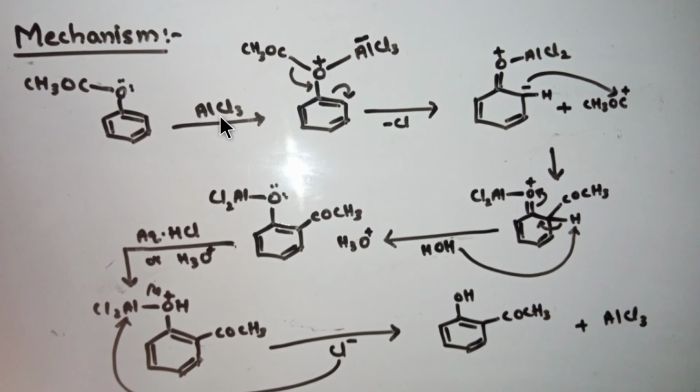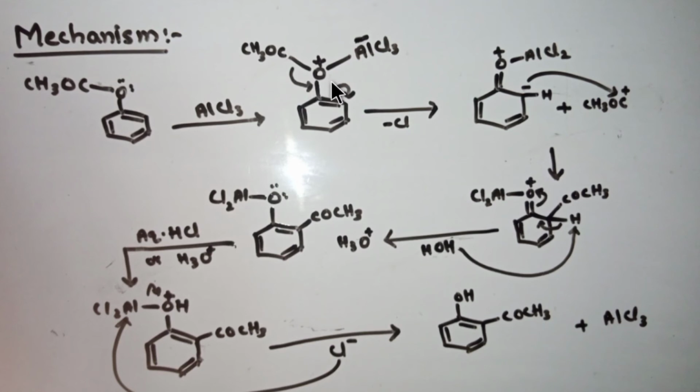What will AlCl3 do? AlCl3 is an electron deficient compound. It can accept an electron pair, because it has one vacant orbital. This oxygen has two lone pairs of electrons, so one lone pair will be donated to the aluminium. Aluminium will get a negative charge because it accepts the electron pair, while oxygen will get a positive charge because it loses the electron, and it is bonded with AlCl3.